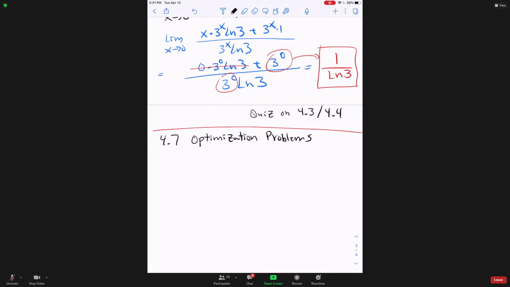In section 4.3, you learn how to figure out relative max and min. In section 4, you learn how to find the maximum or minimum of something. The best way to explain this is just to do some examples.